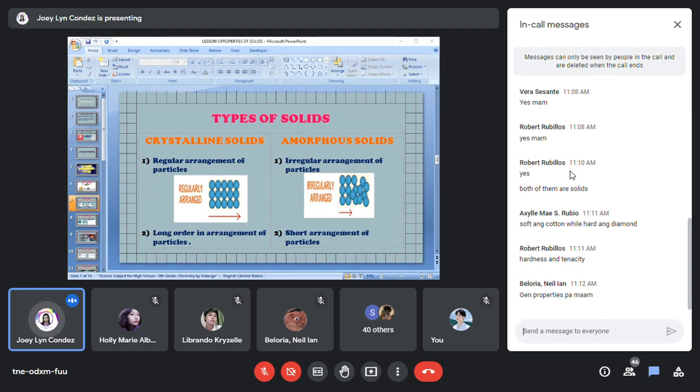While for amorphous solids, only this portion is regularly arranged, but the other portions are irregularly arranged. So that means they have short-range arrangement of particles. So this is for crystalline and this is for amorphous solids. Alright, so let's have another property of crystalline and amorphous solids.